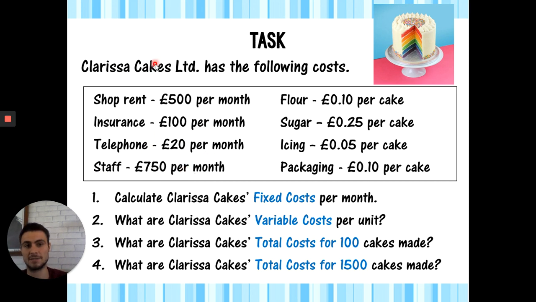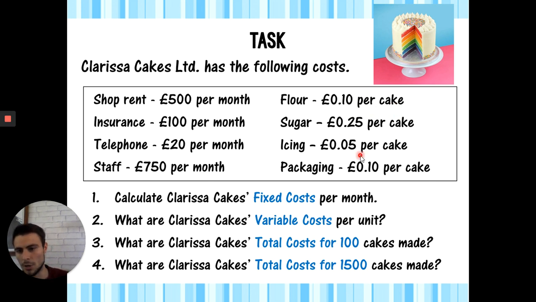If Clarissa Cakes sell no cakes or 1,000,000 cakes, they will still have to spend £500 on rent and so on. On the right-hand side, they are variable costs because they will change if we make and sell more cakes. So per cake, it's 10p for flour. So it costs us 10p if we make 1 cake. If we sell 2 cakes, it'll cost us 20p in flour, and so on. So they will change with how much we make and sell.